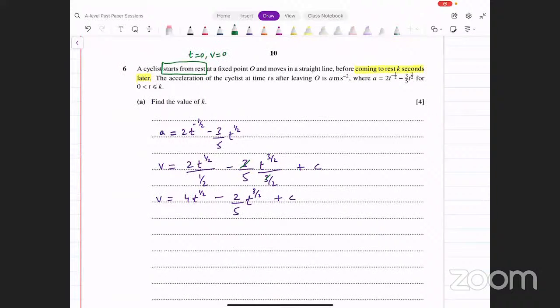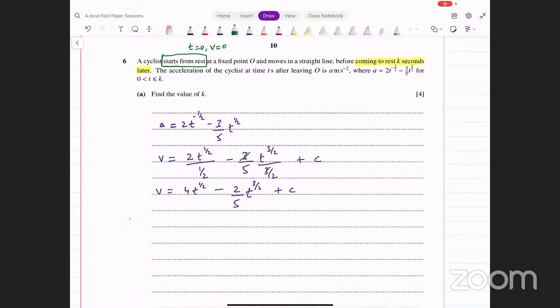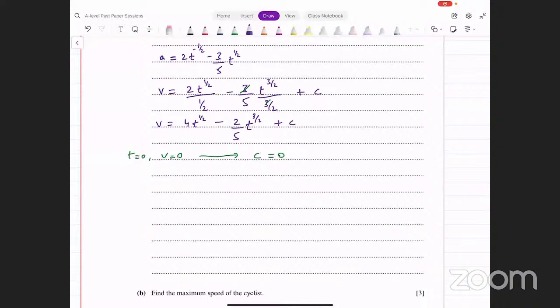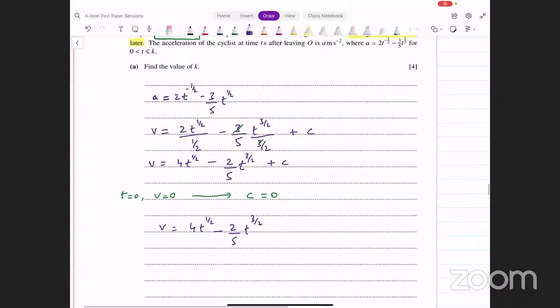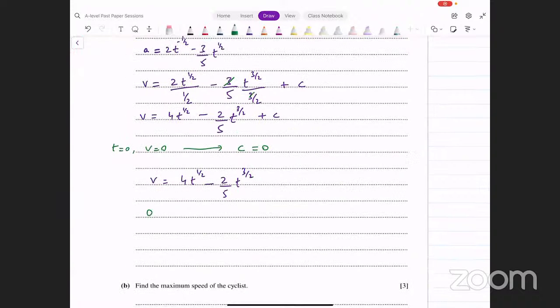आपको एक point given है. तो when t equals 0, velocity equals 0, उससे आपके पास क्या आ गया? The value of c will also turn out to be 0. c की वैल्यू के पास 0 आ गई. So now this is the velocity function that we've got. 4t raised to power 1/2 minus 2/5 into t raised to power 3/2. This is the velocity function. अब आपको क्या करना है? आपको time find करना है when the velocity is 0. So we put the velocity equal to 0.